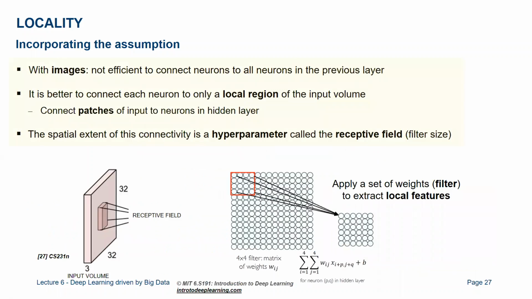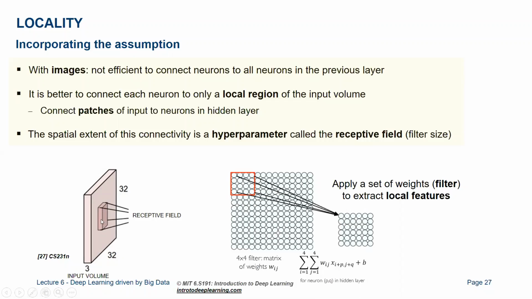So we want to incorporate this assumption in the structure. As I said, with images, it's not efficient to connect neurons to all the neurons in the previous layers, which means to all the pixels, but it's better to connect each neuron to a local region, as you can see here. So imagine you have an RGB image, and what you do here is connect only to a particular neuron in order to perform the operation.